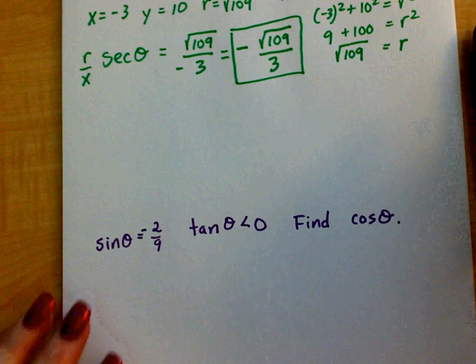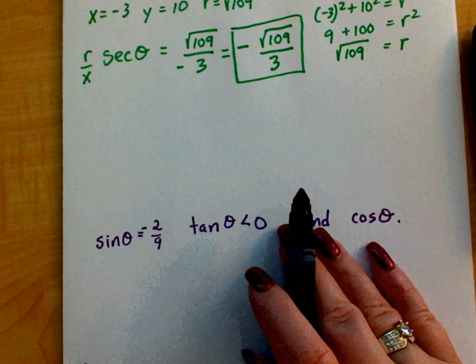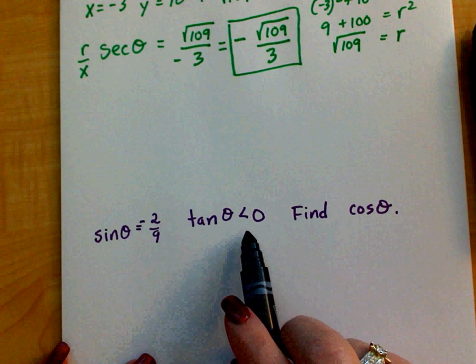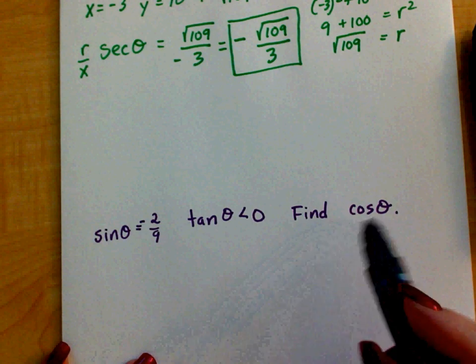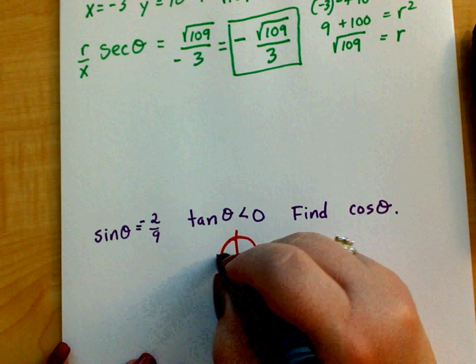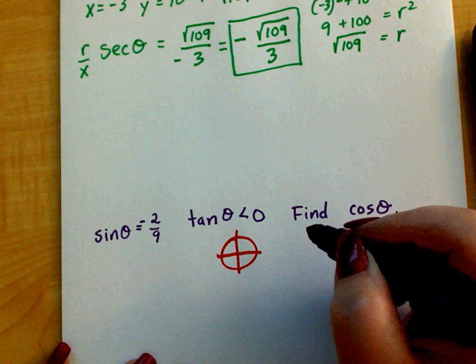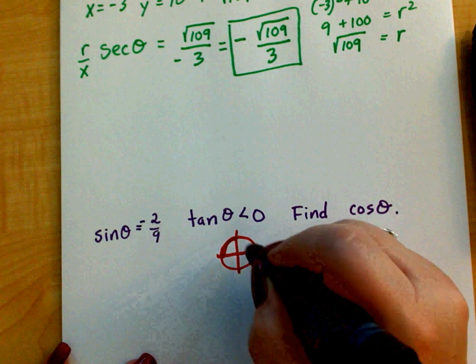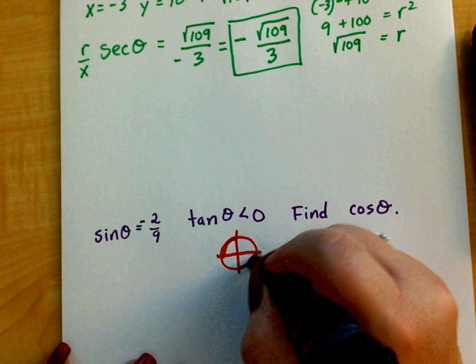Alright, let's look at our next problem here. It says sine of theta is negative 2 over 9, tangent of theta is less than 0, and they ask me to find the cosine of theta. So if tangent of theta is less than 0, that means tangent's negative, and if it's negative, it either has to be in the second quadrant or it has to be in the fourth quadrant.